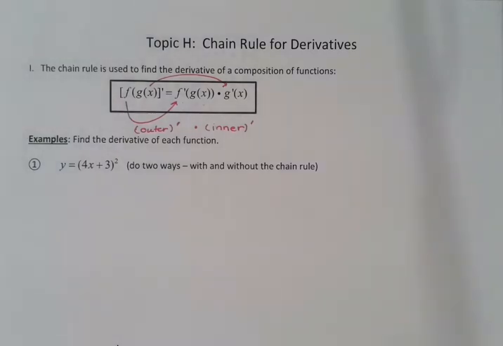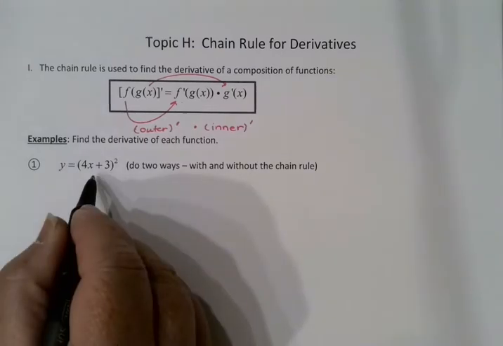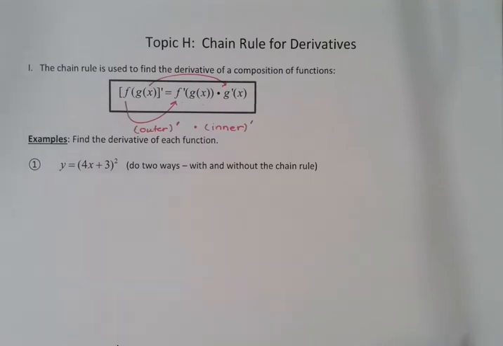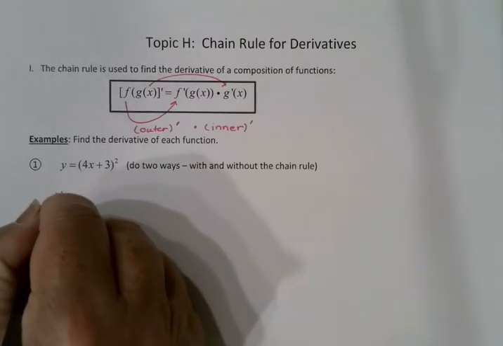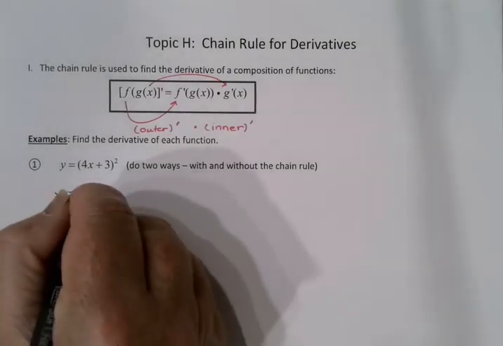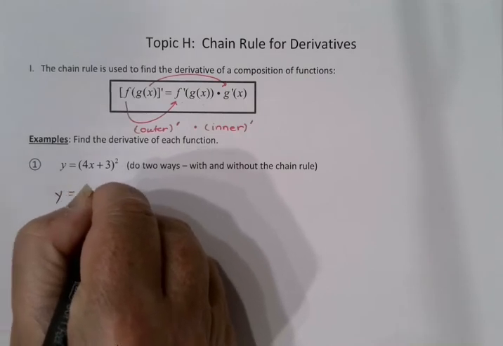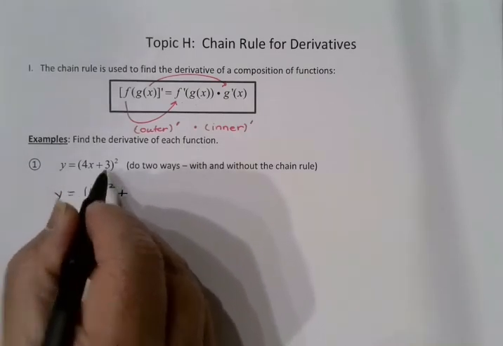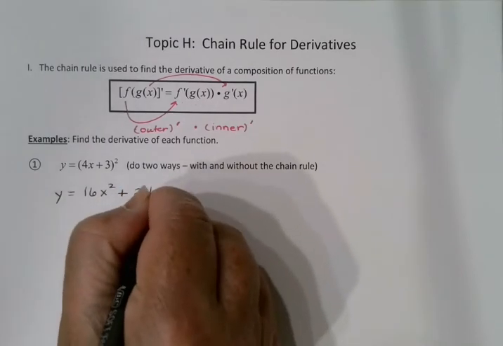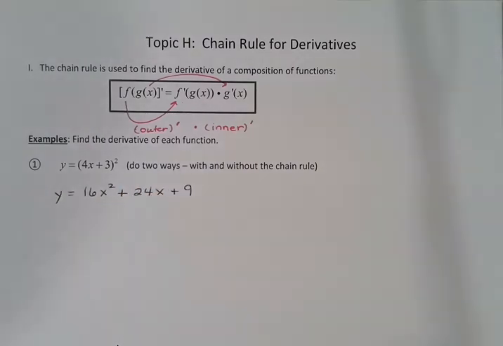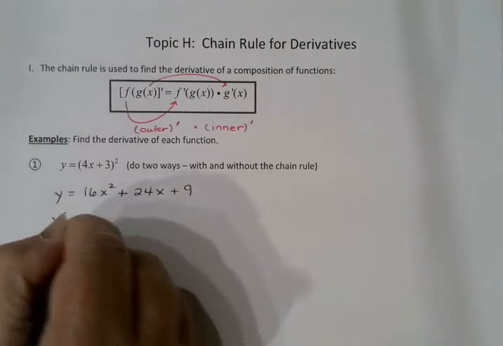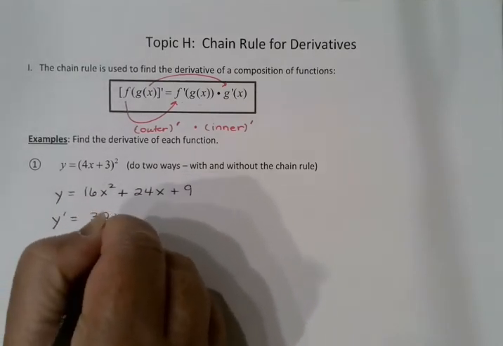Again, I haven't really proven this rule to you, so let's start with a problem that we could do two ways. Once using what we already know, and then again using the chain rule. So using what we know so far, if we wanted to take the derivative of 4x plus 3 squared, we would have had to have multiplied this out. 16x squared plus 12x and 12x would be 24x. Plus 9. And then y prime, pretty simple, right? Just 32x plus 24.